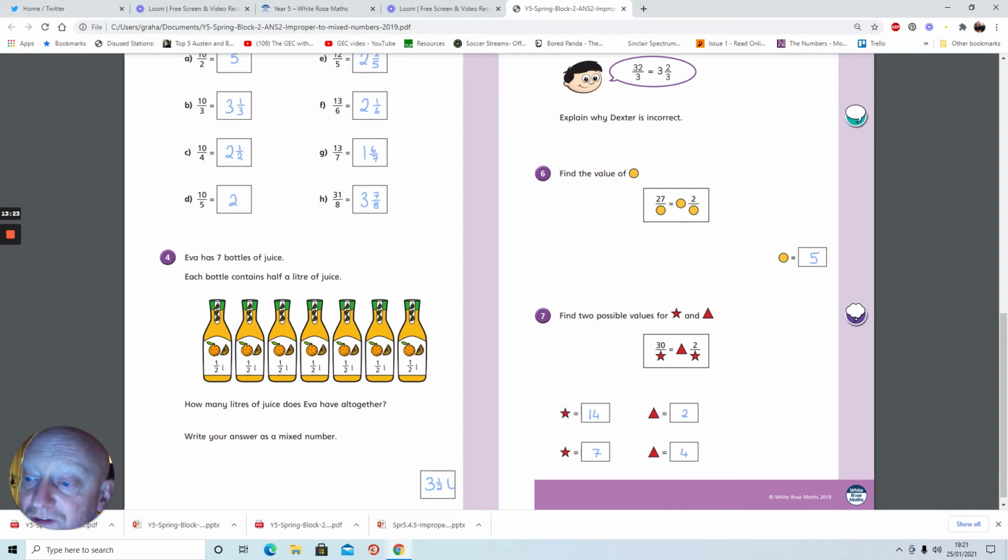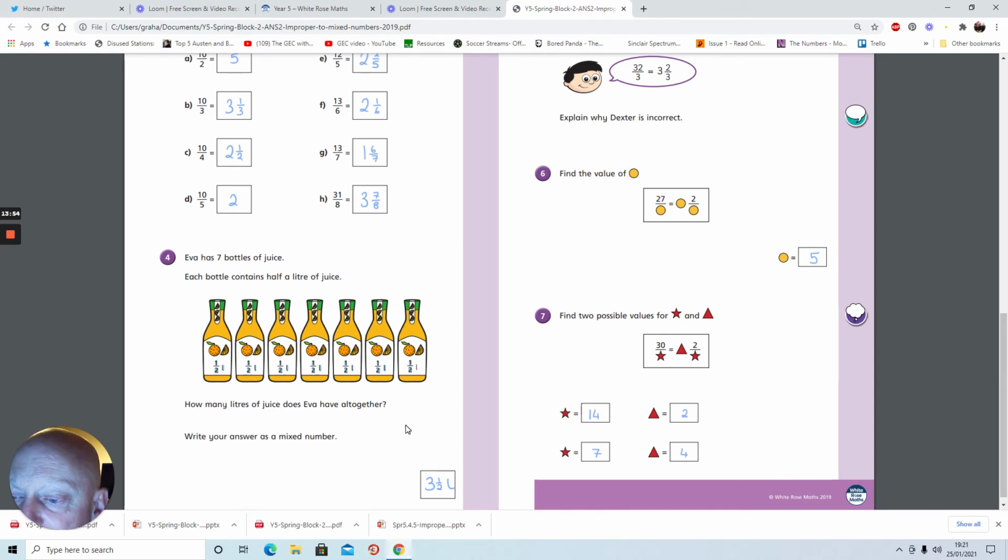So what you could do on this one is you could just count in halves. Remember the number line we saw at the very beginning of the lesson, the main input. So we go half, 1, 1 1/2, 2, 2 1/2, 3, 3 1/2. So we can count in halves. I like that. Half, 1, 1 1/2, 2, 2 1/2, 3, 3 1/2. And so she has got 3 1/2 litres.